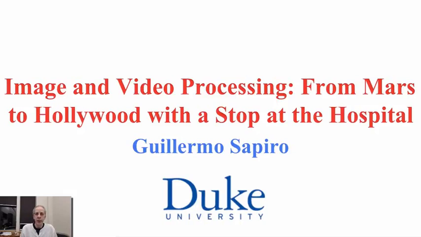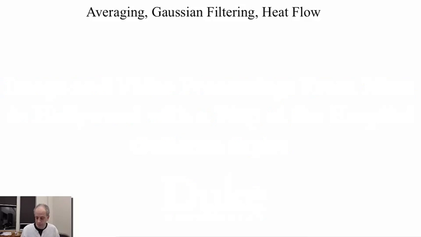Let us just present some very simple and, at the same time, very interesting properties of mean filtering, basically local averaging. Let's go right ahead into that. So you see here the title, Averaging, Gaussian Filter and Heat Flow, and we're going to explain all of them. But let's just start with a very simple exercise.